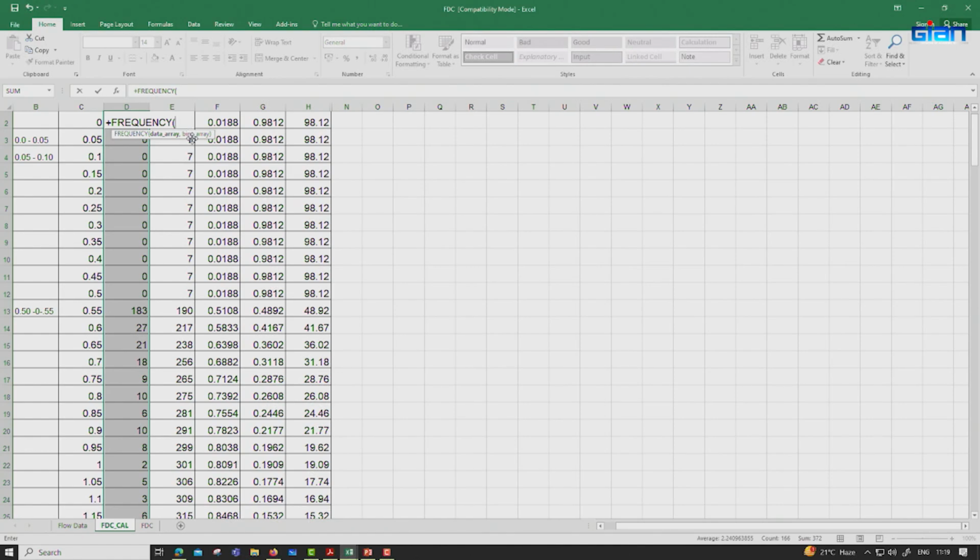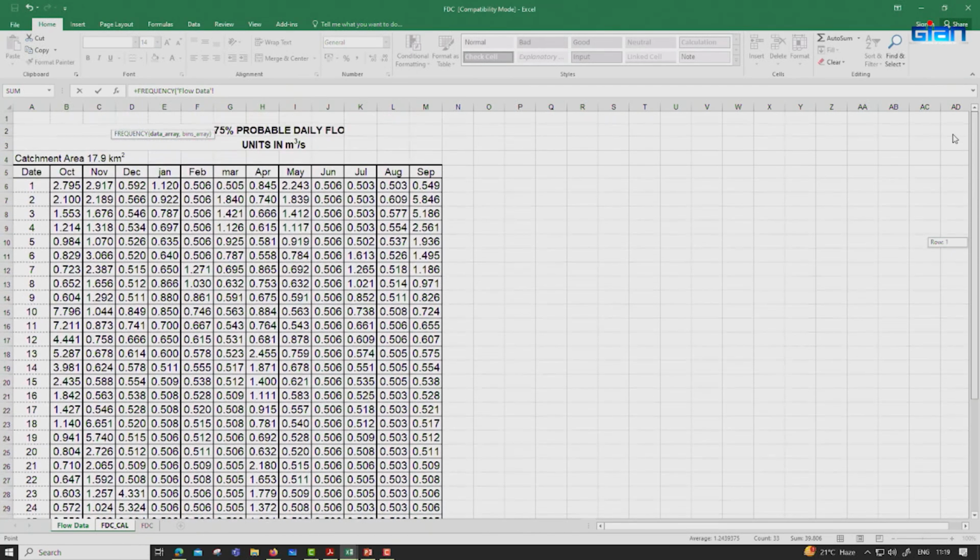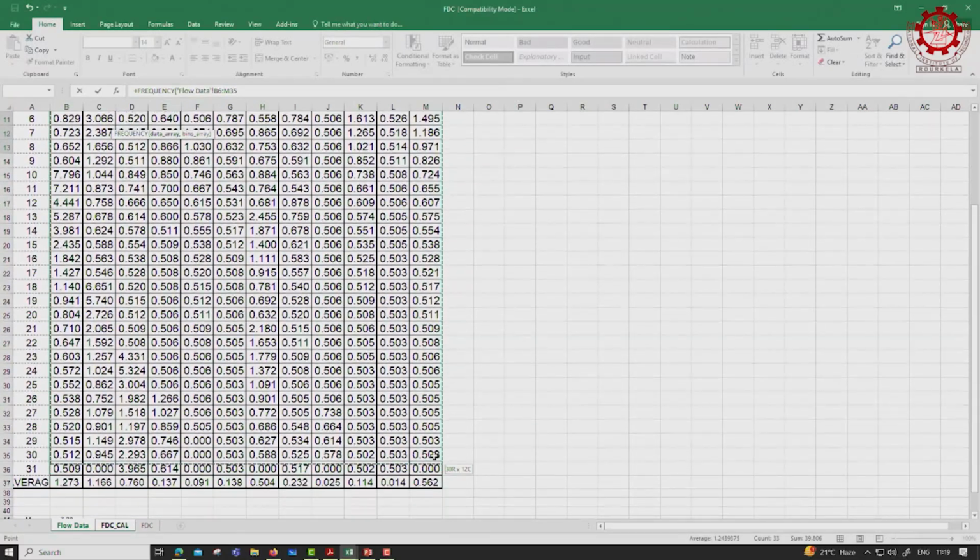As I open the bracket, it gives a hint here: frequency, data array and bins array. Bins array is the class interval array, right. Data array is the data set that the hydrologist has given. So, I go to flow data one, and give the entire array here, October 1st to September 30th, 31st. The 31st is not there, but theoretically we have put zeros for the 31st here. I will not give the average values here. This is the data array, the entire data points in the data table that was given by the hydrologist, right.